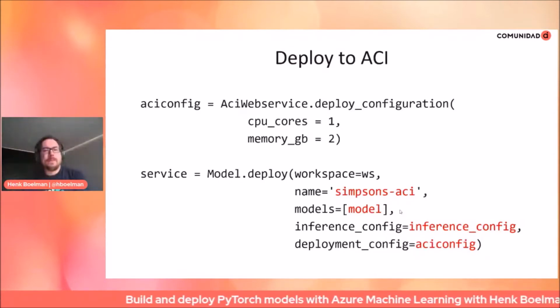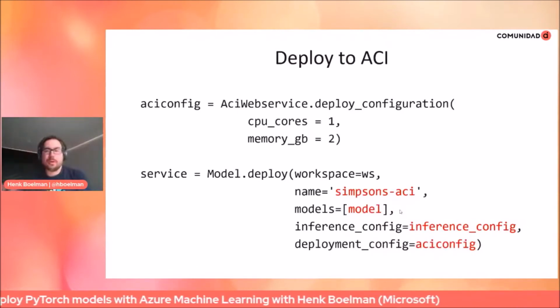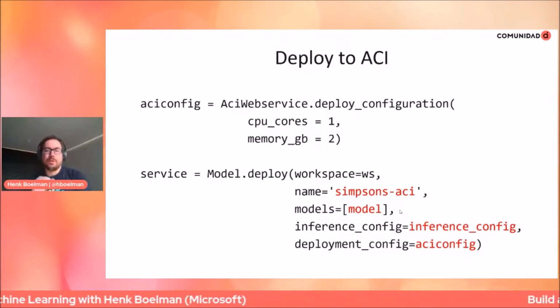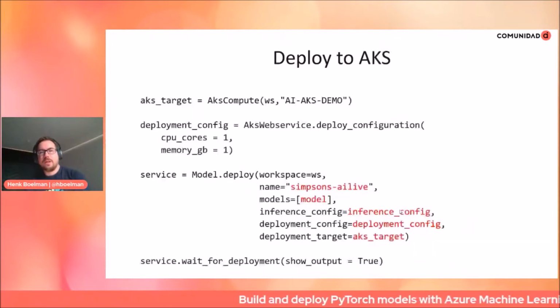So we have our Azure Container Instance deployment configuration. How many CPU cores, how much memory? Then we say model deploy it using this inference configuration and deployment configuration, the model, and we give it a name. So for AKS, you just need to connect to your cluster instead of an Azure Container Instance.